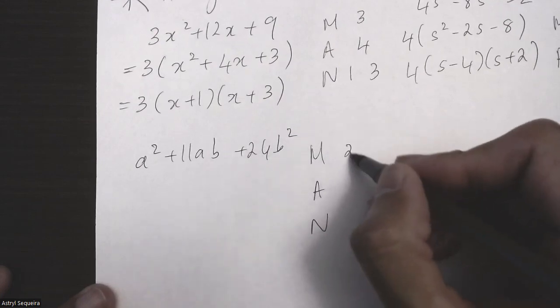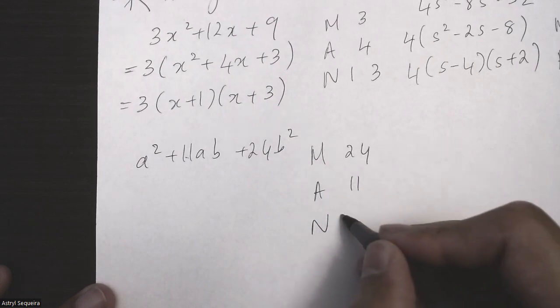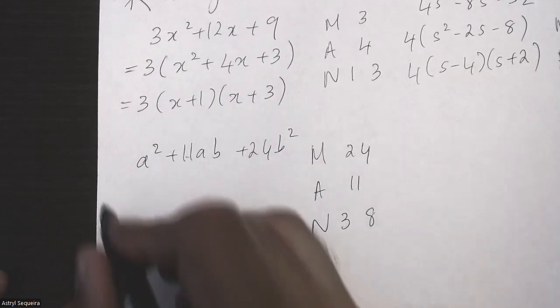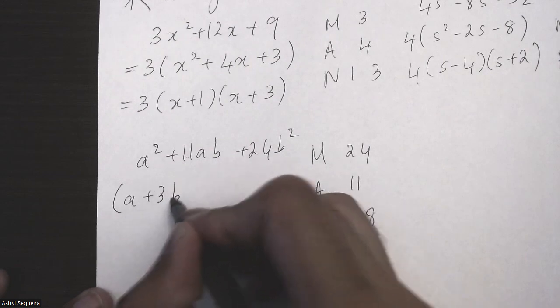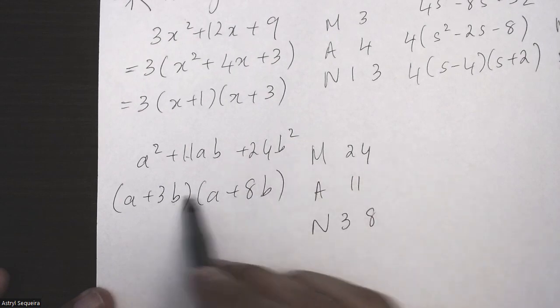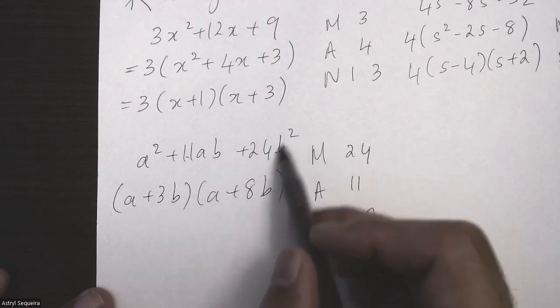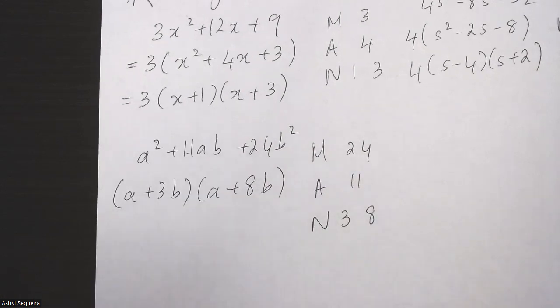What multiplies to 24 and adds to 11? That's going to be 3 and 8. When I write my final solution, it's going to be a plus 3b and a plus 8b. You have to add these b's at the end because b times b will give me b squared. If you do the FOIL, you'll get ab as the middle term as well. That's the only difference in these types of questions. Other than that, it's pretty much the same.